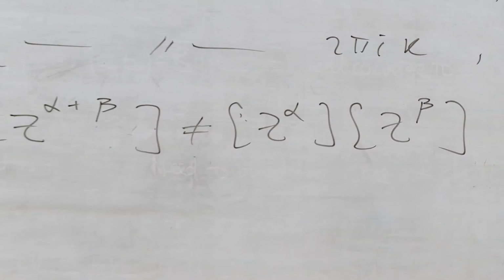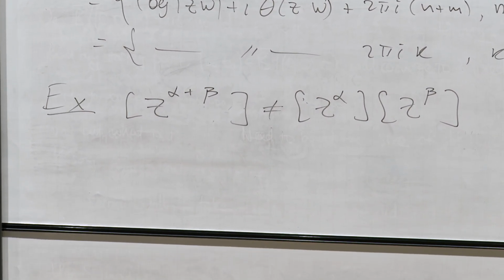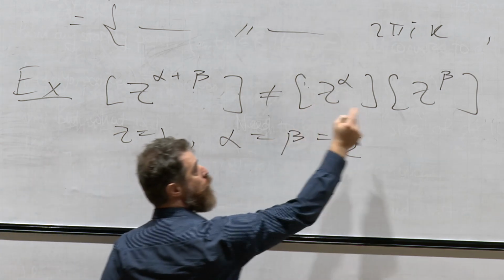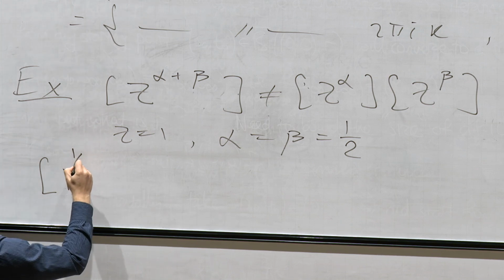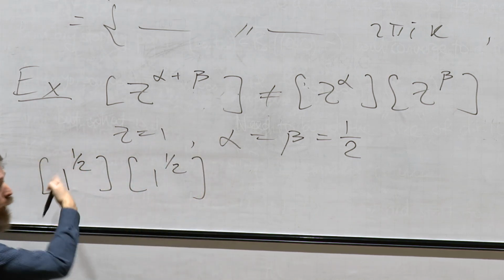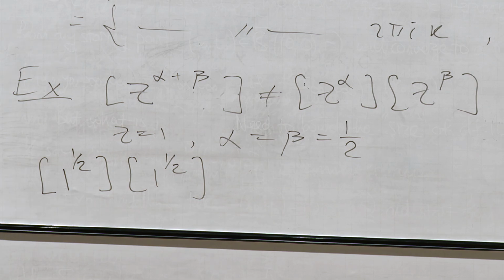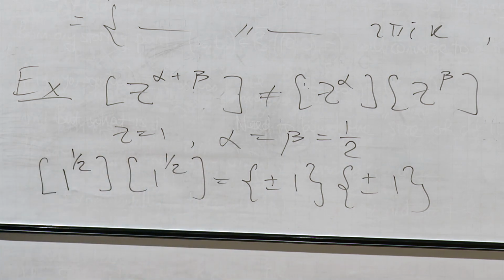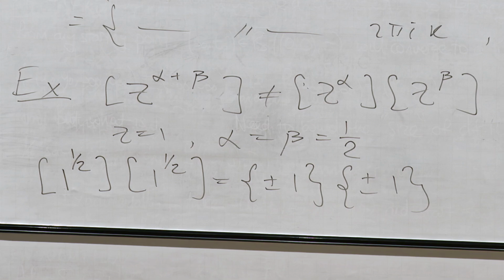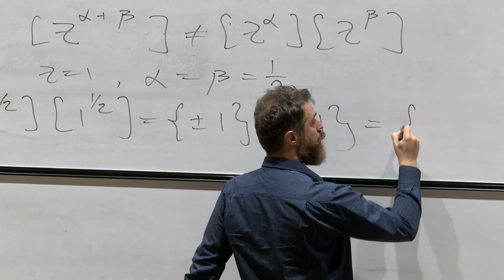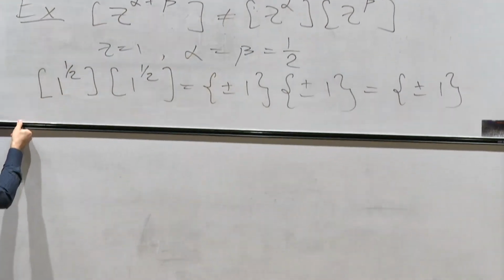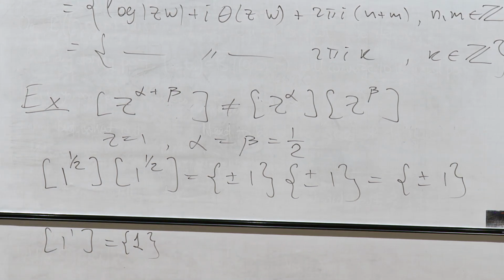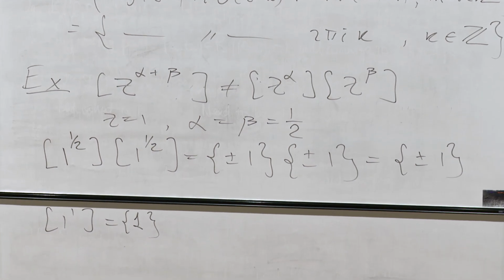And the simplest example is this. Let's take z being 1 and alpha and beta are 1/2. Then, what do we have on this side? Well, we have 1 to the power 1/2 times 1 to the power 1/2. Well, we know what is square root of 1. It's plus minus 1. Plus minus 1 times plus minus 1. Obviously, if we multiply plus minus 1 by plus minus 1, we get plus minus 1. And here we have 1 to the power 1, which is just 1. And clearly, these two sets are different.